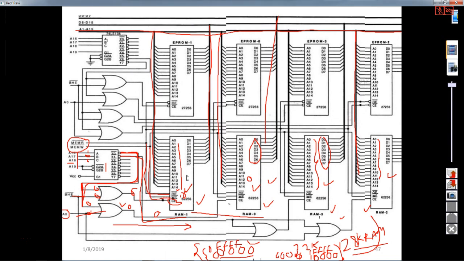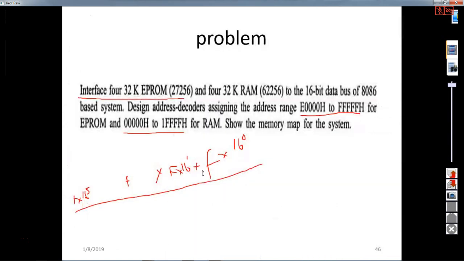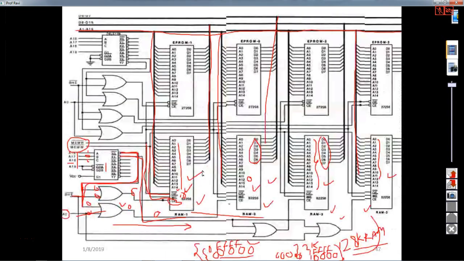So all the pins of the memory IC are connected to the 8086 processor. This is how you can interface a dynamic RAM to your 8086 based system. And similarly, the problem is: interface 4 32K EEPROMs and 4 32K RAMs to the 16-bit data bus of 8086. Not only the RAM ICs, you have to connect EEPROMs also to store your monitor programs.